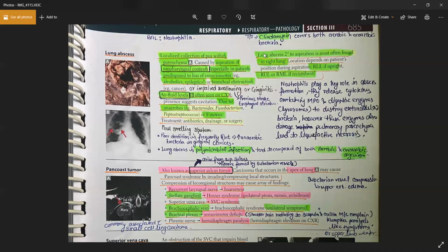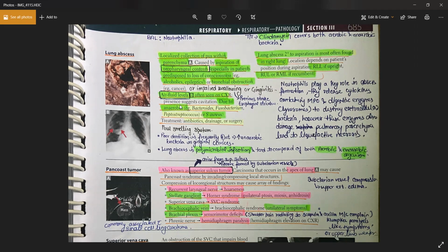Step 1 will ask you, what is the reason behind this lung abscess? It is a liquefactive necrosis by the neutrophils, right? And again, because you have an abscess with anaerobes there, they will feed on your carbohydrates, and they will release gases. And that will give the sputum a very foul smell. So the patient will have very foul-smelling sputum.